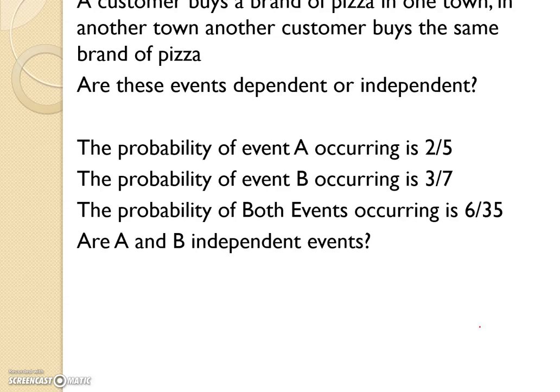A customer buys a brand of pizza in one town. In another town, another customer buys the same brand of pizza. Are these events dependent or independent? And the answer is independent.